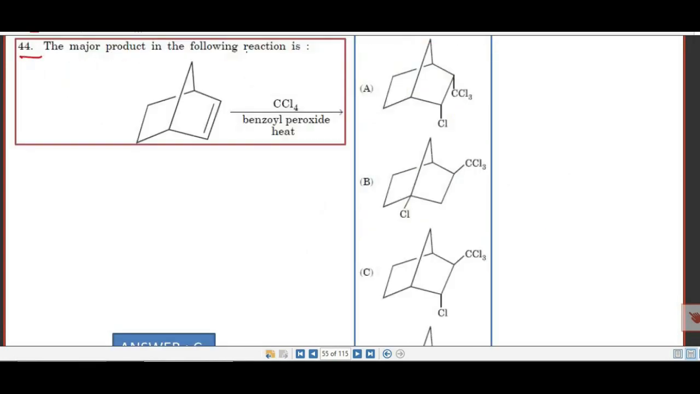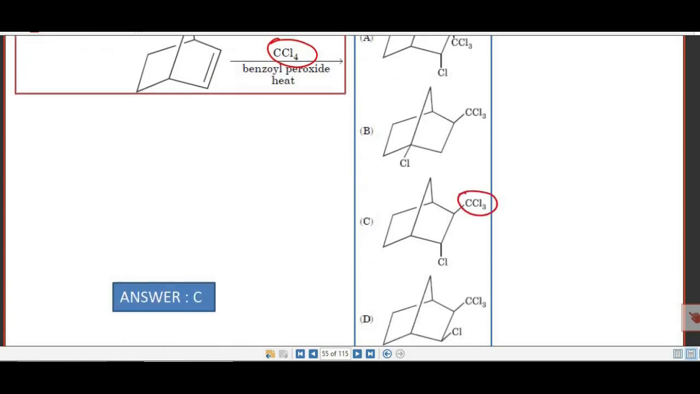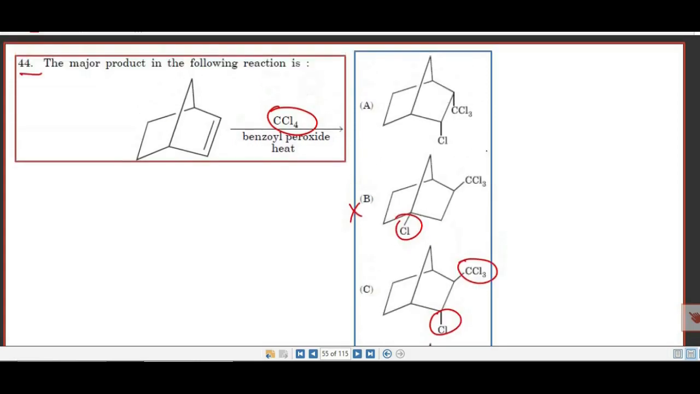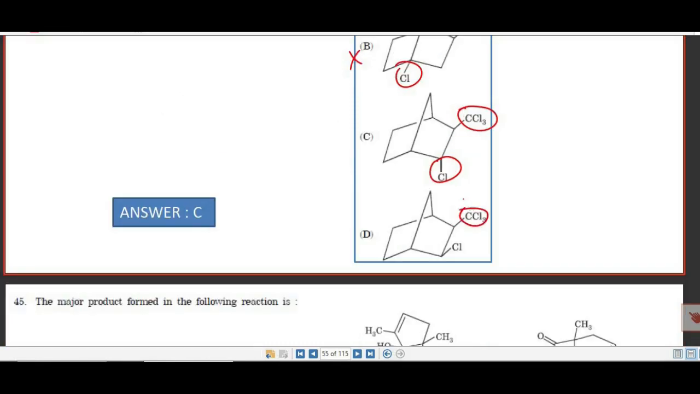Question number 44. The major product formed in the following reaction. Here this CCl4 attacks in an anti-Markovnikov manner. Hence you will get the product with CCl3 and Cl. Here this was ruled out because at the bridgehead the chlorine will not be formed. Here in option A both are axial, it will also not be formed. Here both are equatorial, and here it is axial, it is equatorial, and option C is correct.